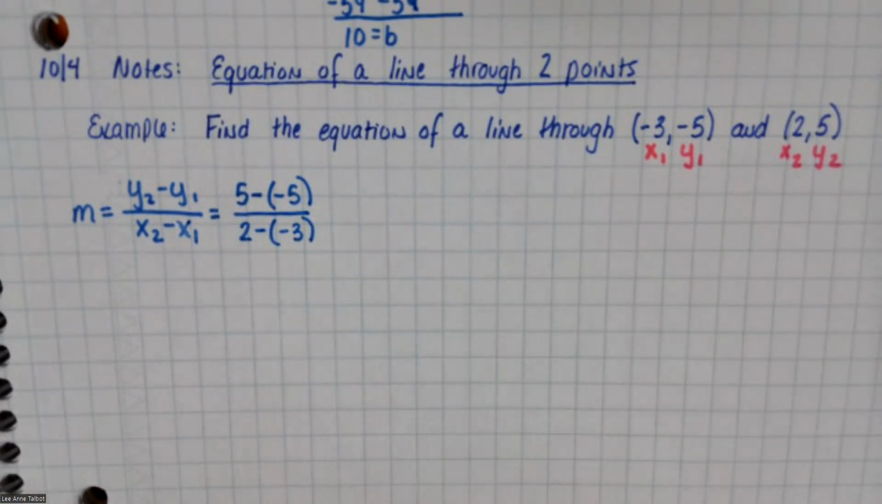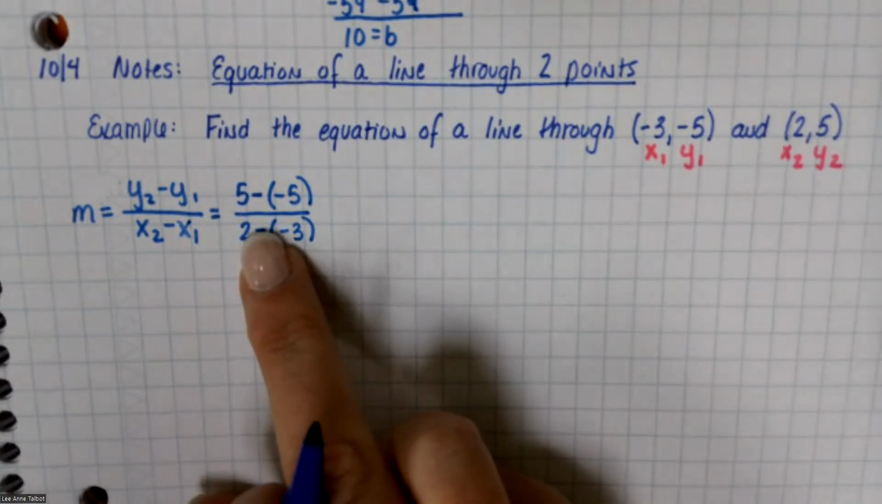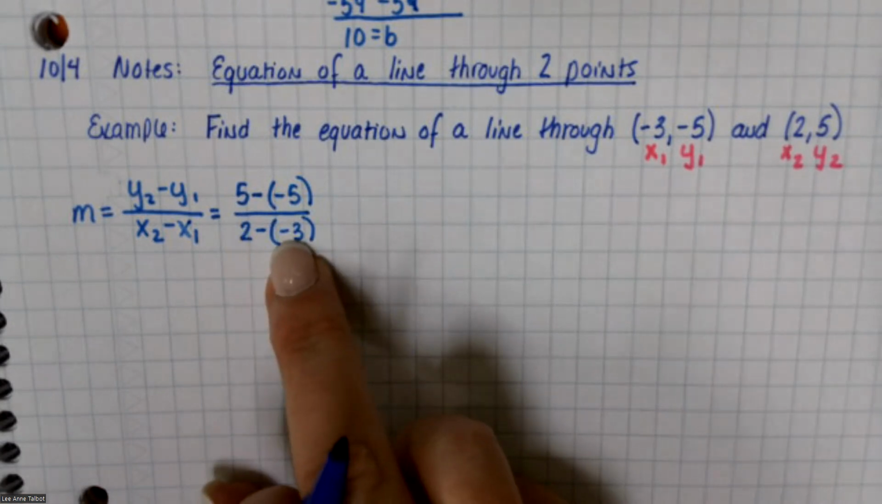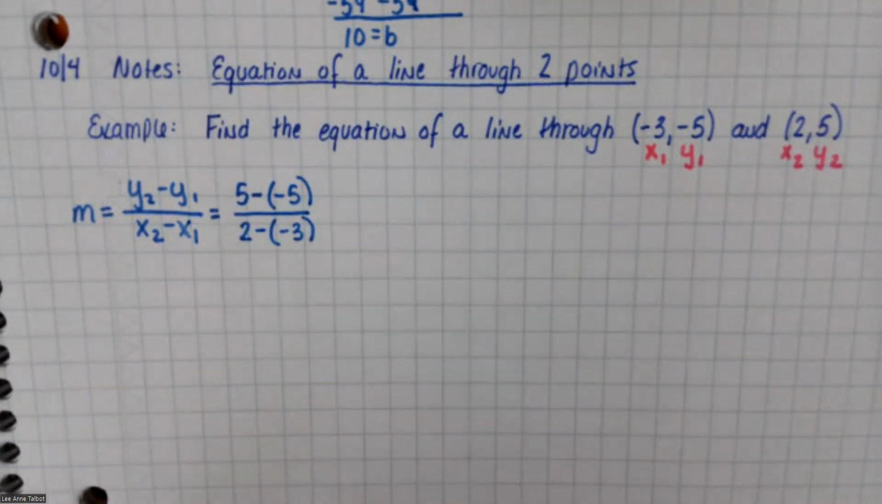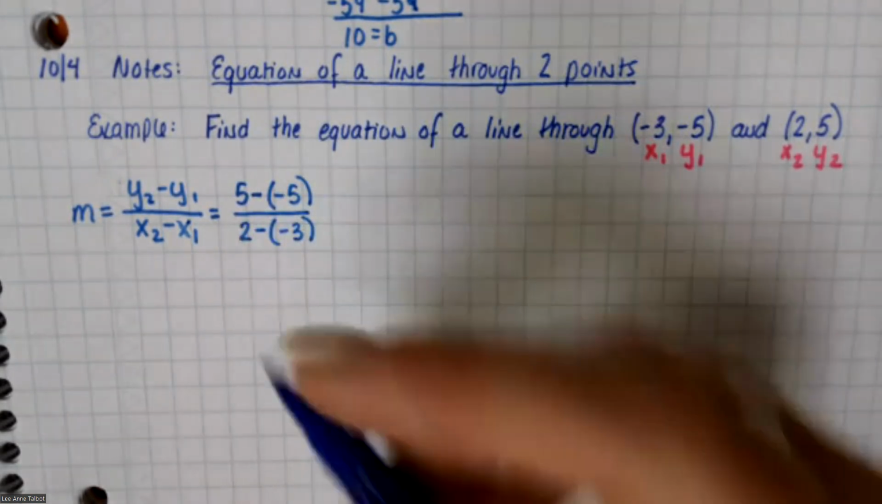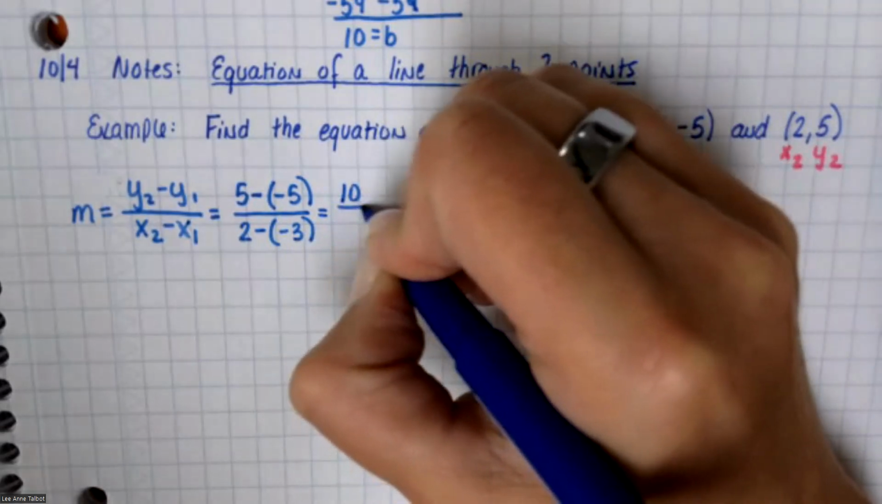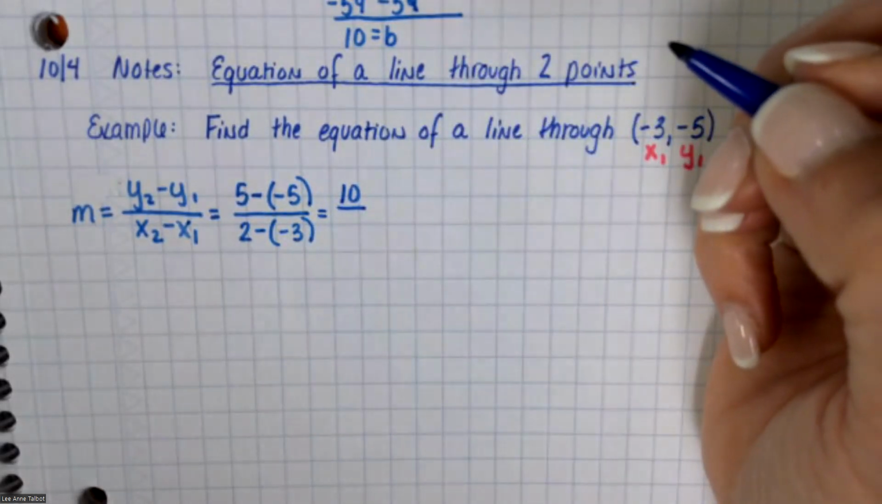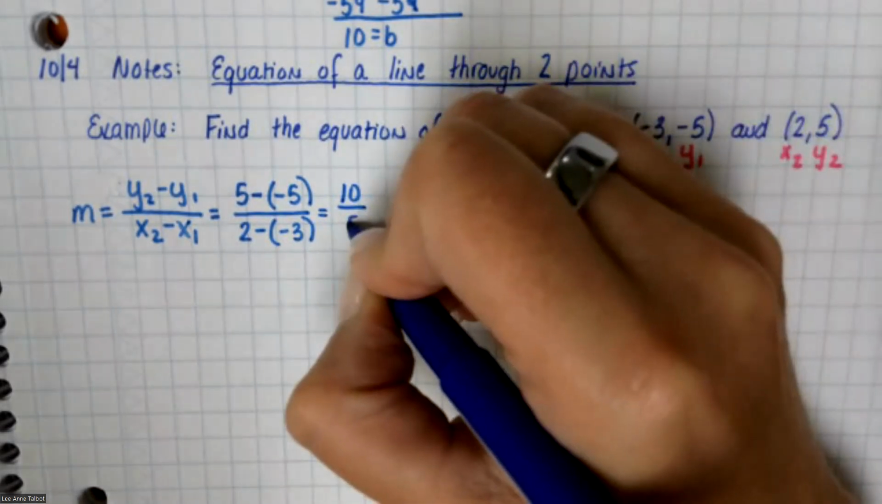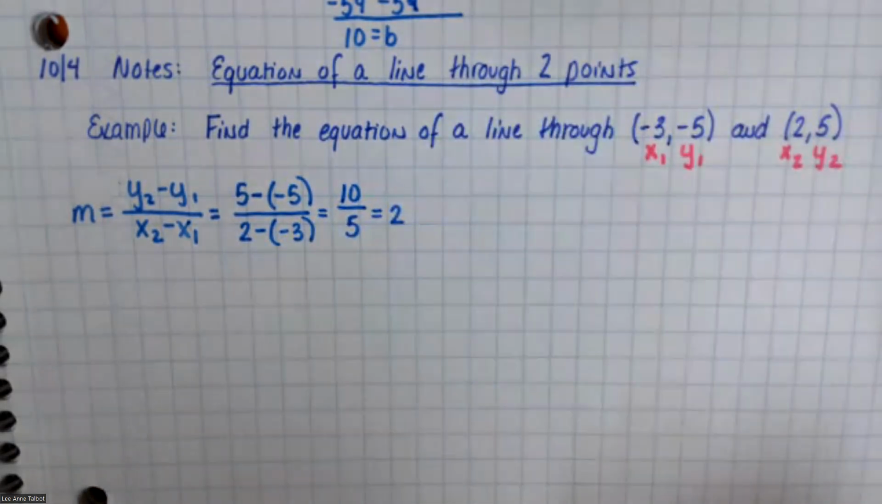Any questions about my setup of the slope formula? Do you notice how I was really careful? I made sure to put minus, and then if it was negative, I put it in parentheses just to be careful. Okay, so what is 5 minus negative 5? 10. And what's 2 minus negative 3? 5. So my slope is 2.